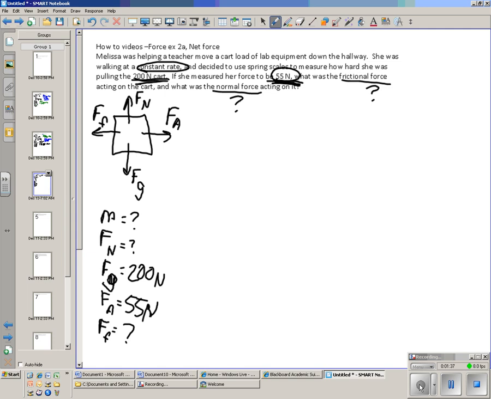It doesn't really matter which axis I start on. Let's go ahead and begin with the normal force. So that would be the y-axis. Sum of the forces on the y-axis equals mass times acceleration on the y-axis. So what are the forces on the y? Well, I've got the normal force and I've got the gravitational force.